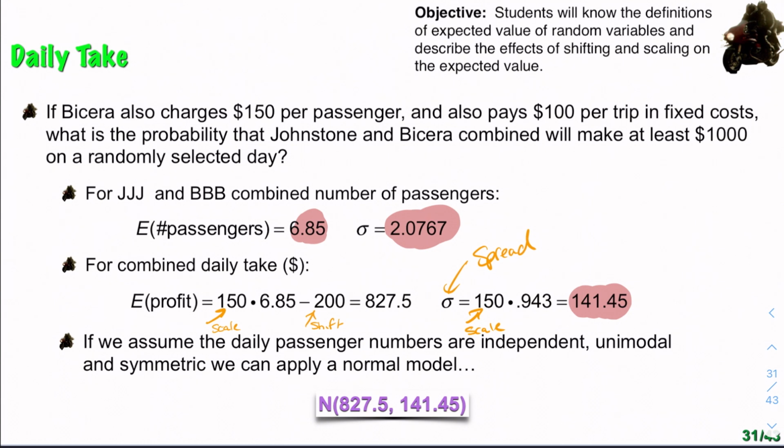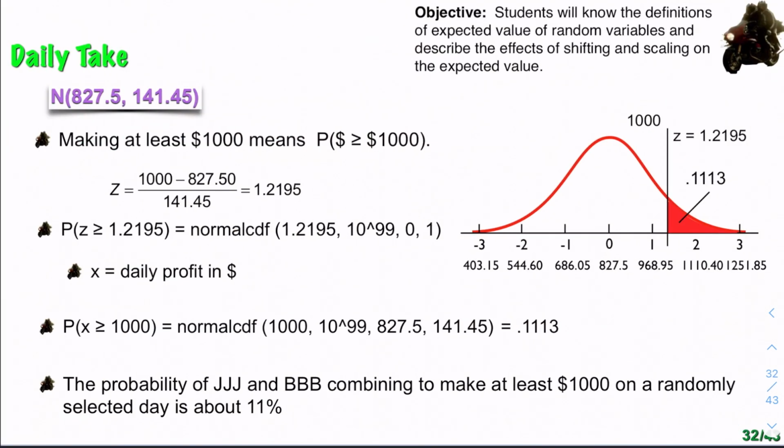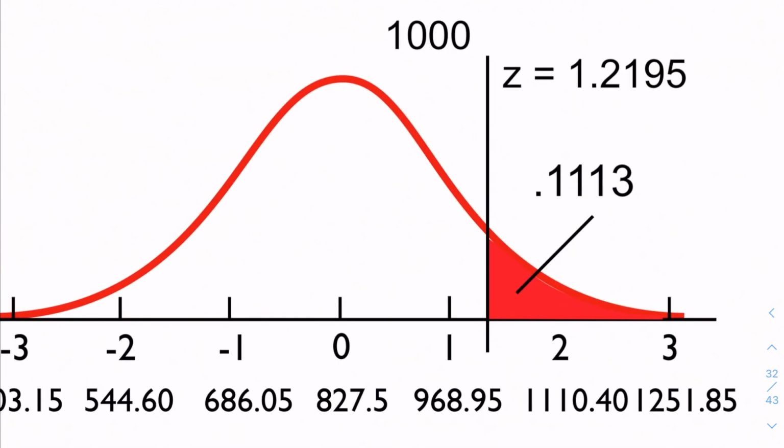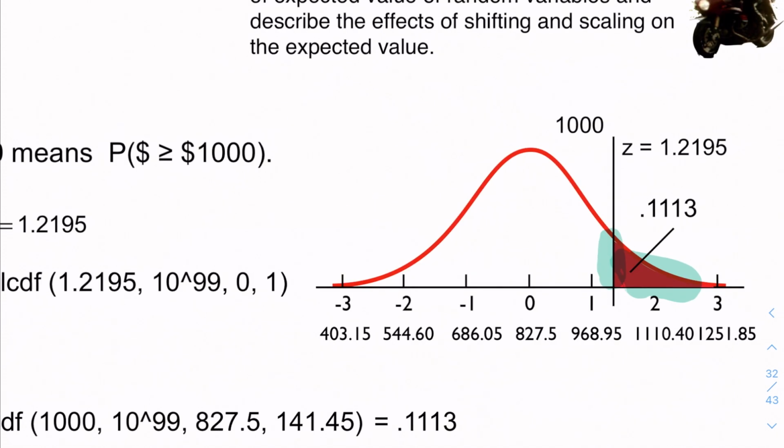So the question then becomes, what is the probability, let's highlight this, the last question is, what is the probability that Johnstone and Becerra combined will make at least $1,000 on a randomly selected day? At least means I want to be above that value. So if you take our model that we have, either a standard normal model, which remember is centered at the mean of 0, standard deviation of 1, or we take our $827.50 with our standard deviations, we always draw a picture. We want to know what's the probability, or what's the shaded area under the curve of greater than this z-score. So we have to go back to z-scores.